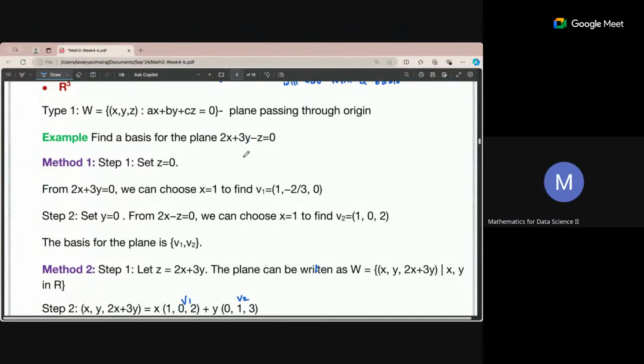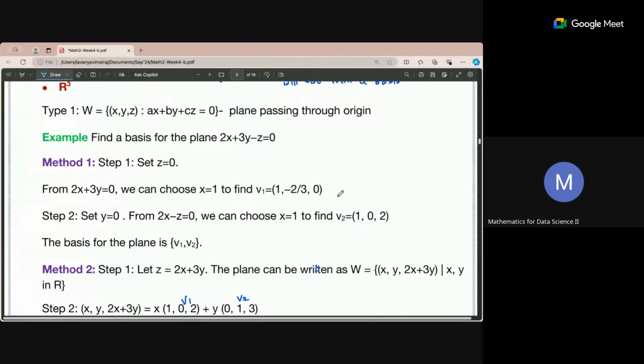See, for the first method, what we are doing is nullifying one of the variables. We are making one of the variables 0. Either you can make x 0, y 0 or z 0. Traditionally, first we make z equal to 0. Once z is 0, you have only two variables. If you know the value of one variable, you can find the value of the other variable. So we randomly give a value for the first variable and find the second variable. Since you know that this is the equation of a plane, you know that you need two vectors in the basis.